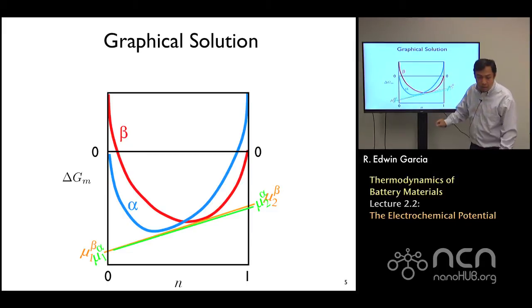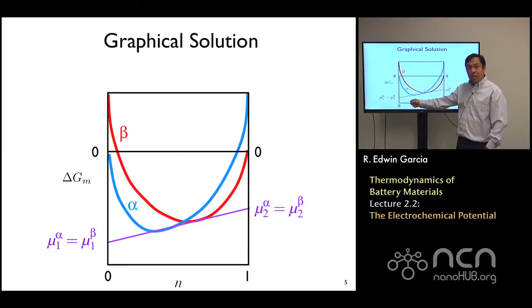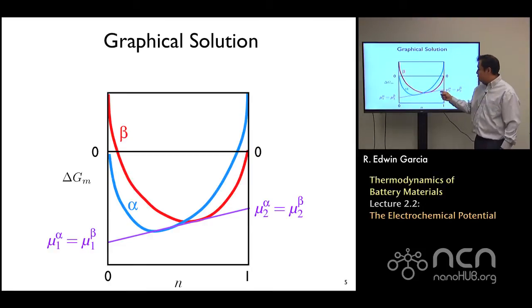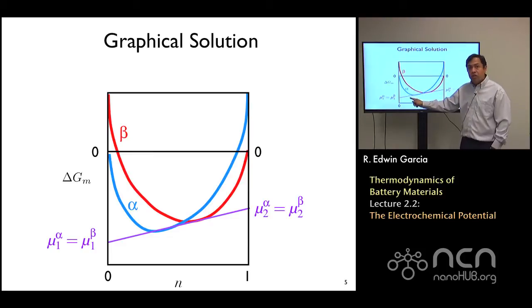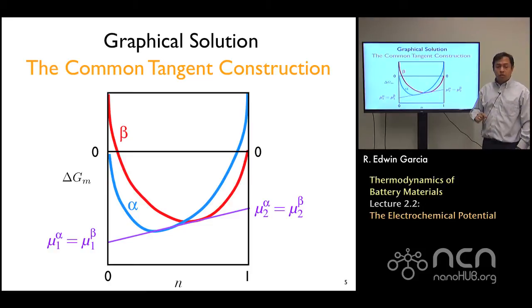So at equilibrium, both systems will coexist, and they will coexist for the case in which they both share the same chemical potential, the same slope, and the free energy then of the system is specified to the left of that composition where they share the same chemical potential by the blue line, and to the right where they share the same slope by the red line. In between, they really are shared by this common tangent line, and because of that, this construction is referred to as the common tangent construction.